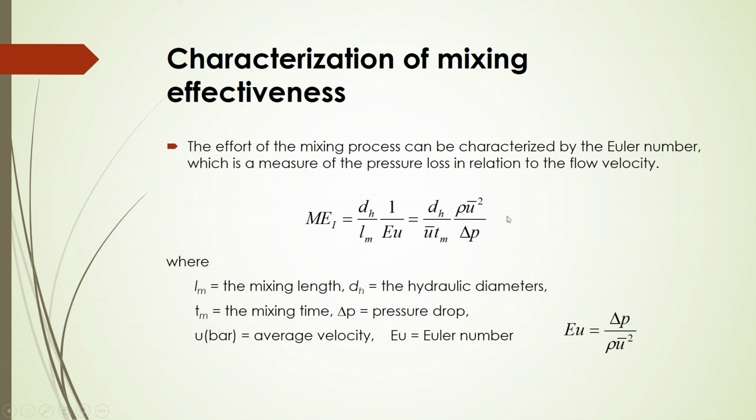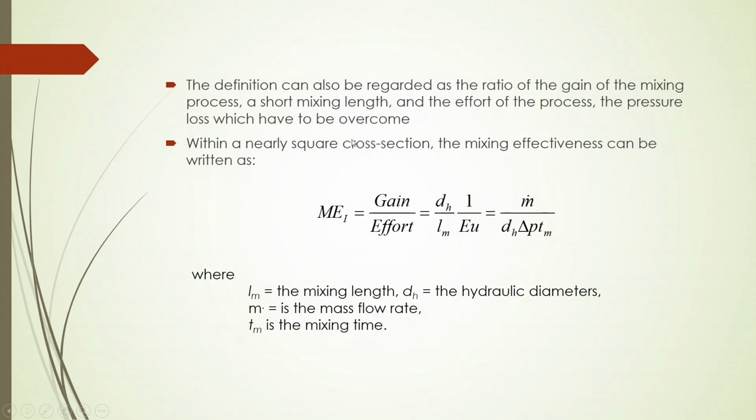So, this mixing effectiveness can be calculated by this equation if you know the pressure drop, the velocity, the hydraulic diameter and the mixing time. And again, if you know the mass flow rate, based on that mass flow rate you can also calculate the frictional pressure drop. Based on this, you can calculate the mixedness, the effectiveness of this microchannel mixer.